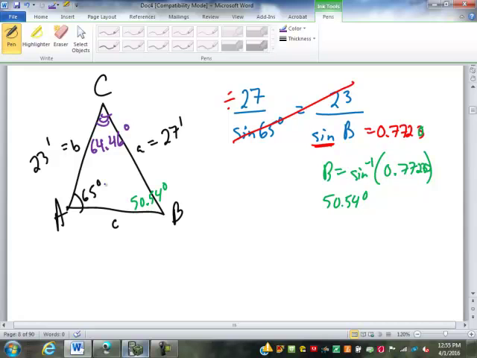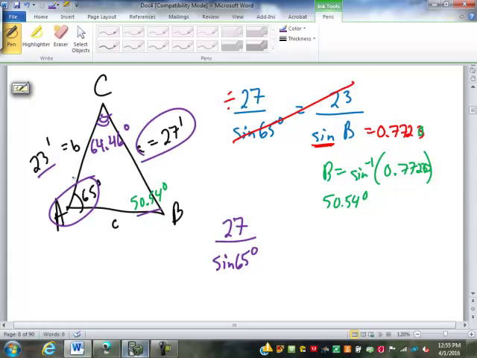Just adding up the angles and taking it from 180. So now we've still got our 27 over the sine of 65 degrees. Now some might ask, why don't I do 23 over the sine of 50.54 degrees? I could. It should work out the same. The reason I go back to the 27 and the 65 is that's information that was given to me. Assuming that whoever gave me the information is giving me the correct information, I know that's right. The 50.54, I could do 23 over 50.54, but I calculated the 50.54. There is a small chance that's wrong. So I always want to try to go back to an original, what they call given information, as much as possible.